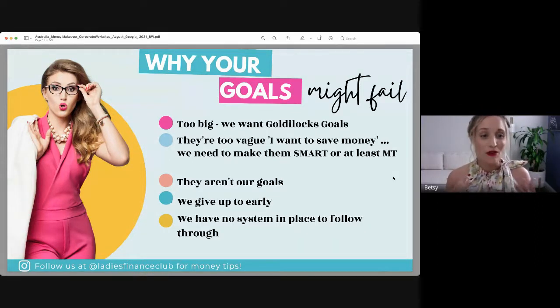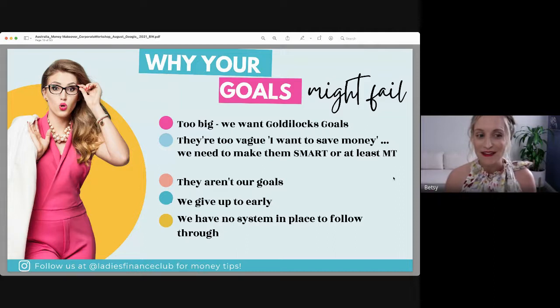Big one is your goals are too vague. I was working with a client on the weekend and her goal was to save money. I was like, well, that's a good goal. Let's see if we can get a little bit more specific. Like, what's it for? How much? When are you going to spend it? So getting really specific.